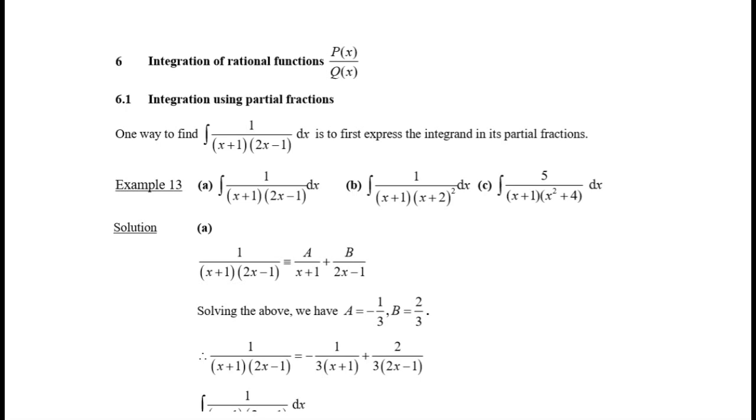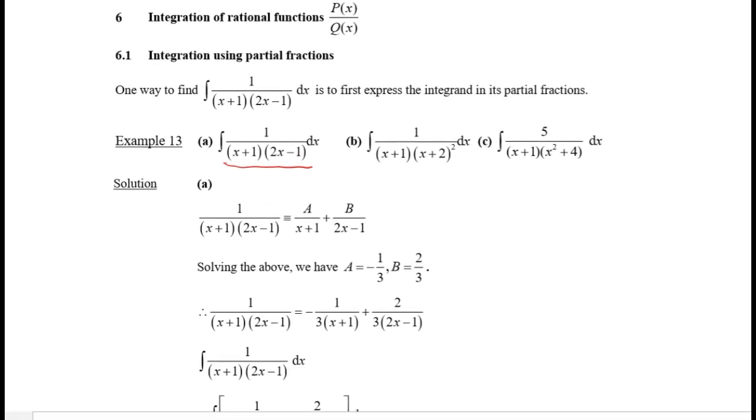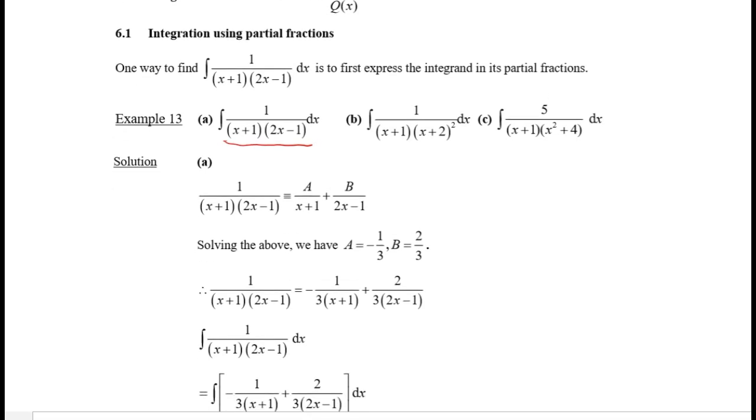So let's have a look at an example. Let's look at example 13a. In example 13a, we have this complicated proper fraction to integrate. Since it's a proper fraction, we can simply try to write it in terms of its partial fractions. So we have A over x plus 1 plus B over 2x minus 1.